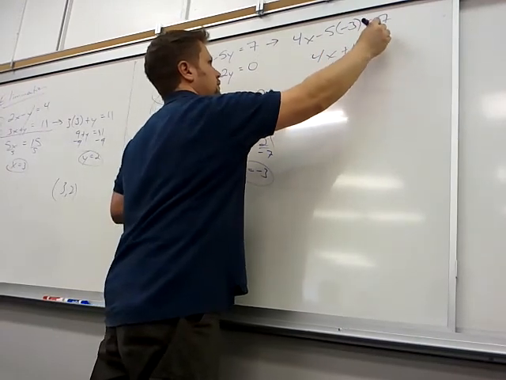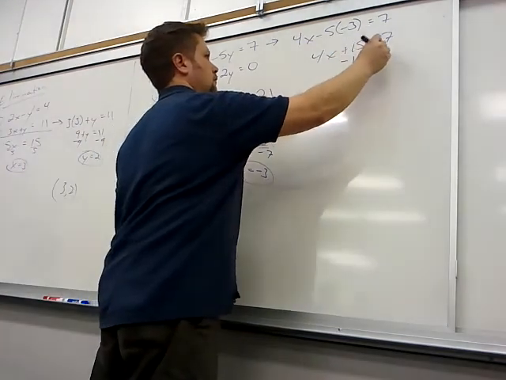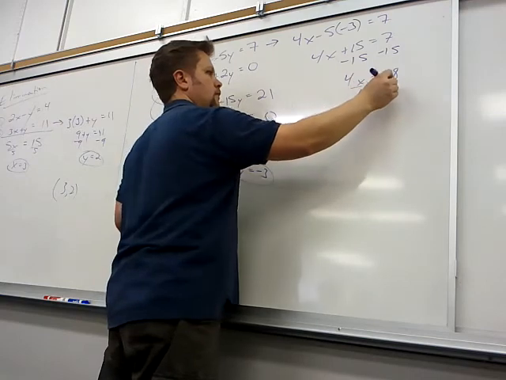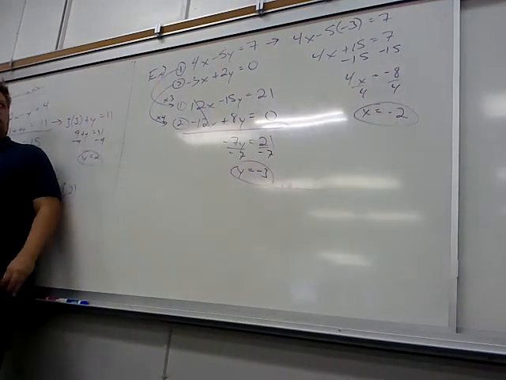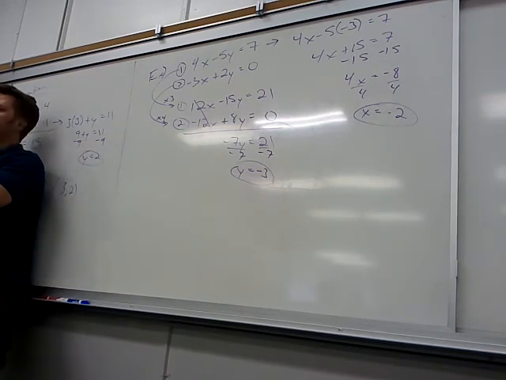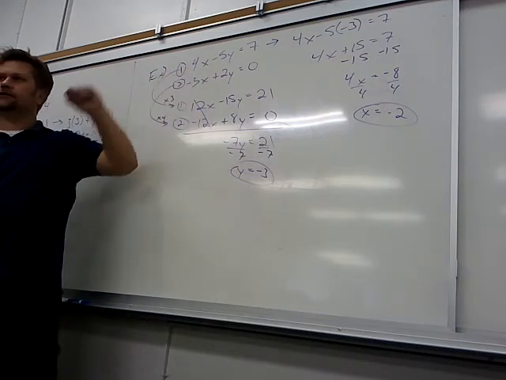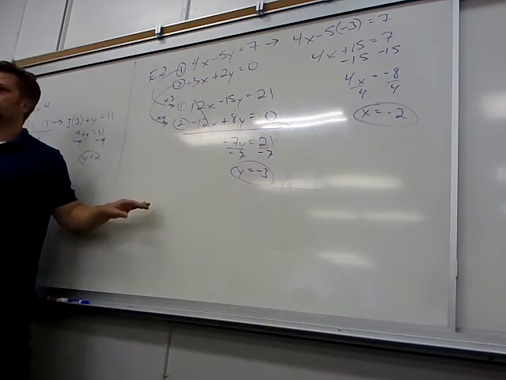4x plus 15 equals 7. Minus 15, minus 15. 4x equals negative 8. x equals negative 2. Well, I did it on the second equation and I still got negative 2, which is right. So you plugged in the negative 3 and the 2? I plugged it in the first one just because. It just doesn't matter which one you plug it into.